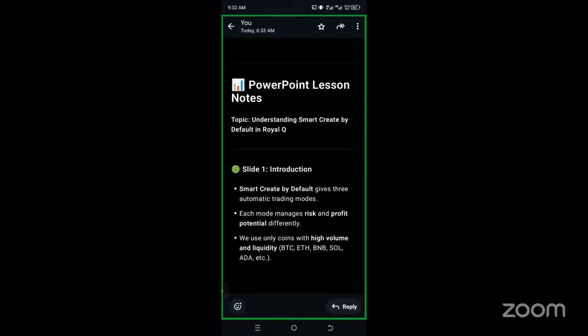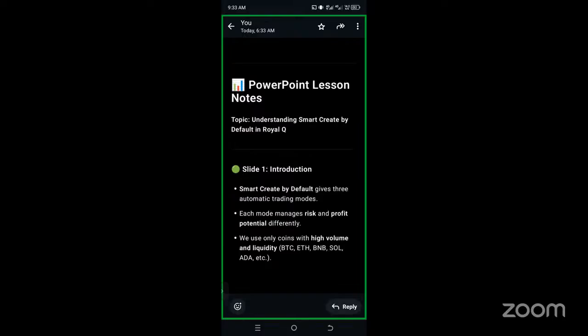I have prepared a PowerPoint lesson, notes that has the topic: understanding smart create by default in RoyalQ. This is what we are going to look at. When we talk about by default, the system is set. The setting is there, but all you need is to allocate your capital according to your plan, and robot will be doing the rest. You will not go and change things, robot will do the rest. So this is for beginners, as we said.